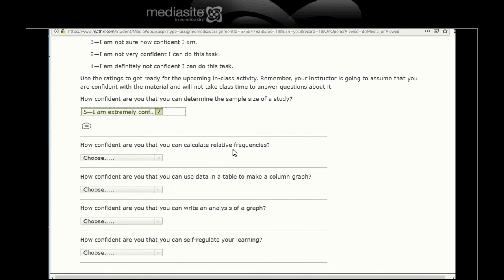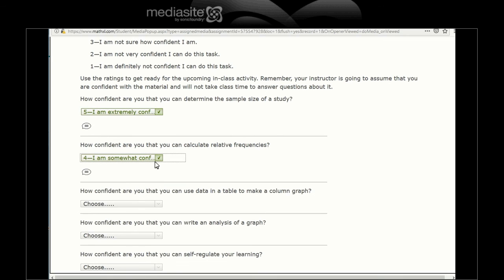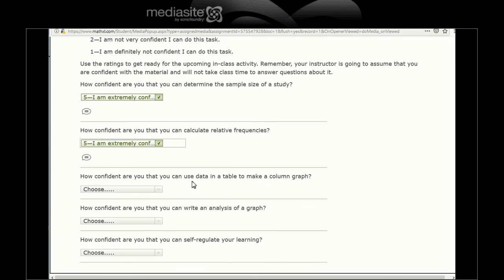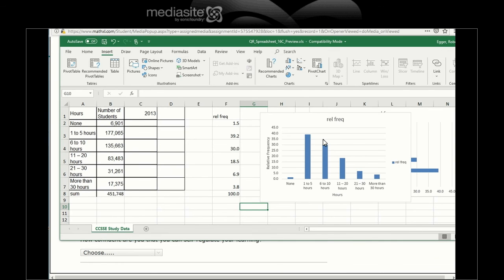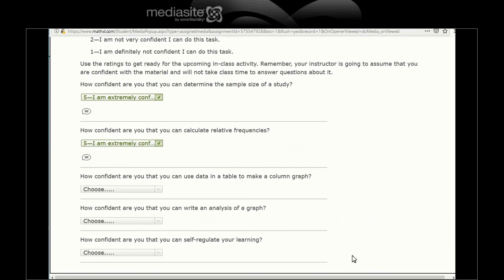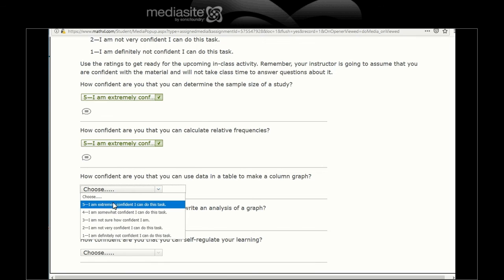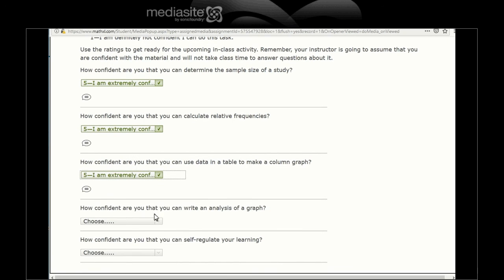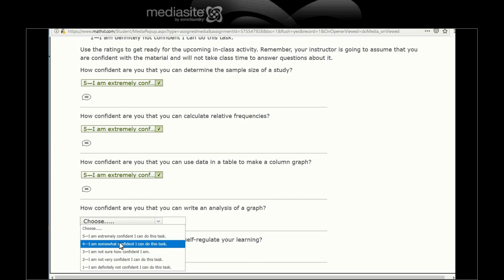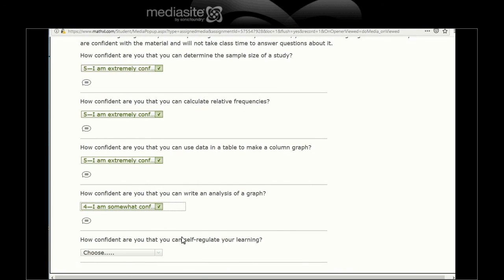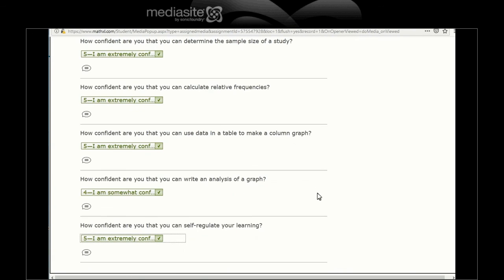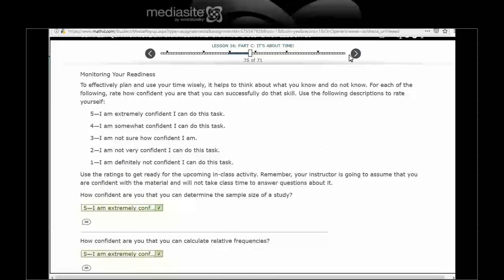How about calculate relative frequency? Well, again, that's just the size of a category divided by the total sample size times 100. I can do better than that. How much can you use data to create a bar graph, column graph? I just did it. Right, analysis, so-so. Can you self-regulate your learning? What do you got on that one? That's me. How about you?